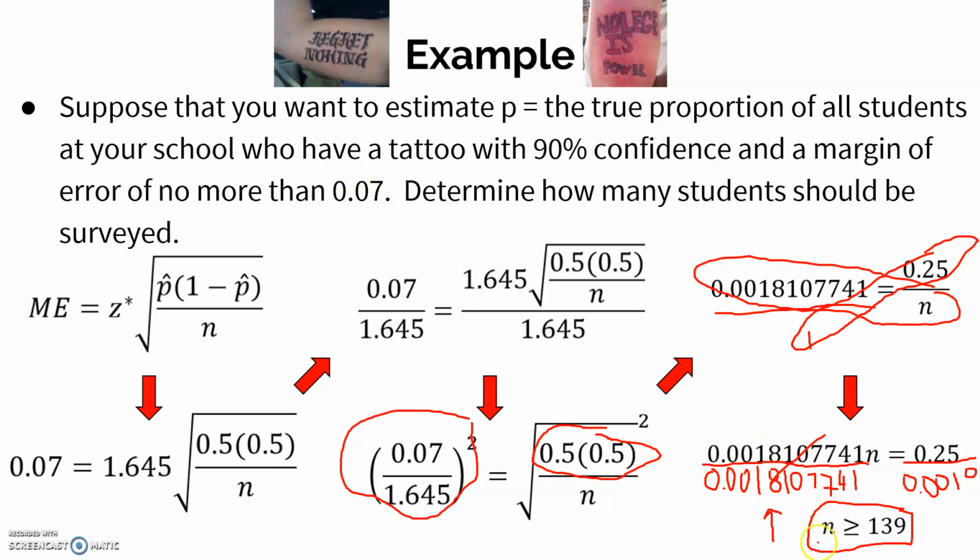Again, a larger sample size gives you a smaller margin of error. So just to be safe, you round this up so that you do not exceed a margin of error of 0.07.